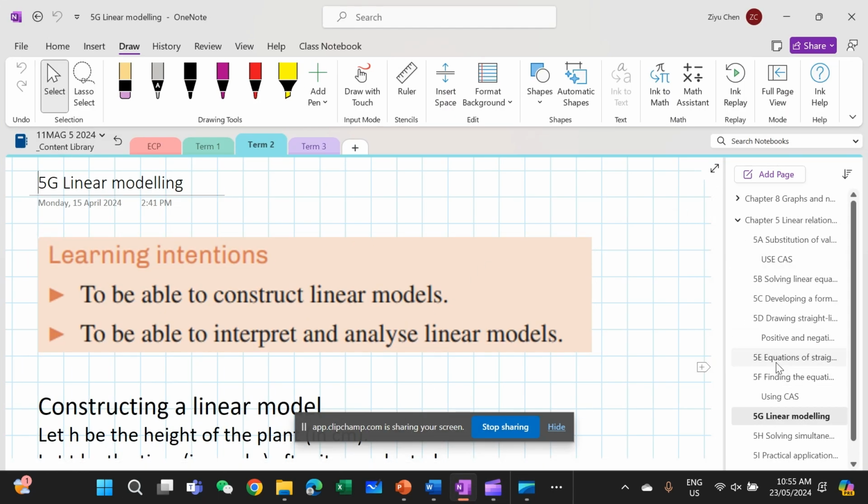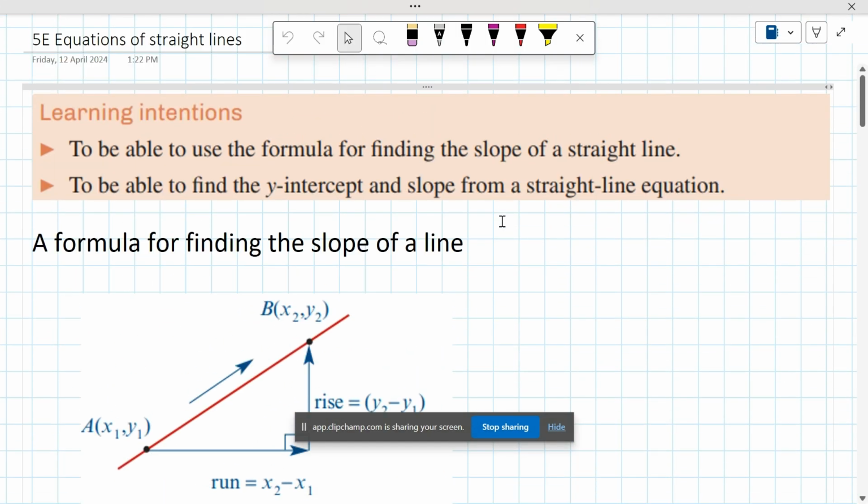Hello everyone and welcome back to chapter 5. Today we're going to continue with 5e. We're going to do the equations of straight lines. Today I'm going to teach you how to find the y-intercepts and the slope of the straight line equation, and we're also going to use a formula to find the slope of the straight line.